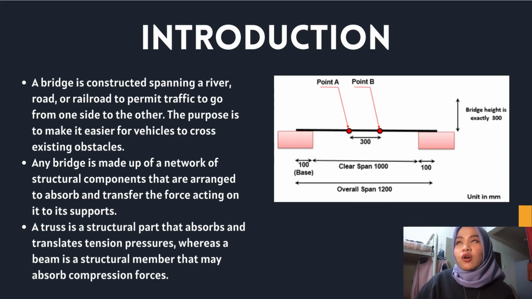So, the definition of a bridge is a structure constructed spanning a river, road or railroad to permit traffic to go from one side to the other side. So, the purpose is to make it easier for vehicles to cross existing obstacles. Any bridge is made up of a network of structural components that are arranged to absorb and transfer the force acting on it to its supports.